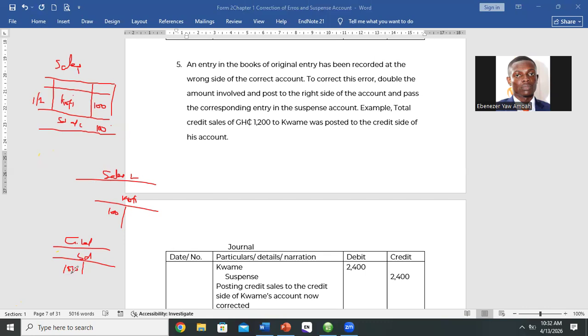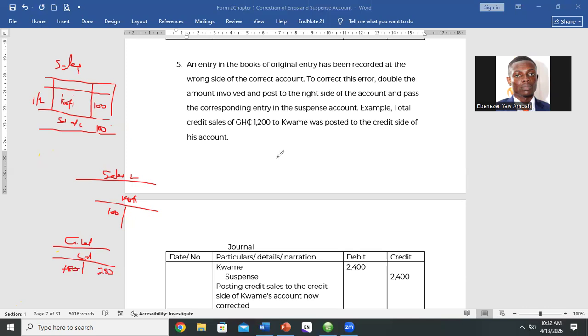So how would you correct it? In this case, you would have to credit sales how much? 200. You have to double the figure again, 200. So that if you credit sales 200, it is going to erase the 100 at the debit and put the 100 at the credit side. And then the corresponding entry goes to clear the suspense account from your trial balance.